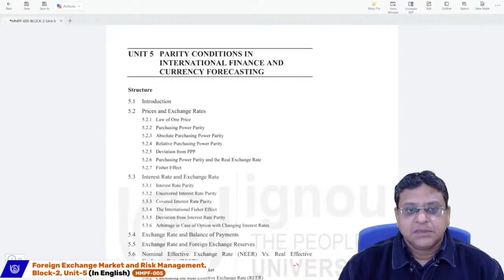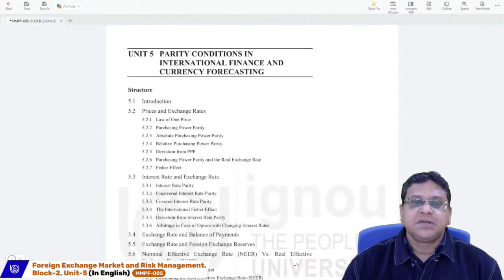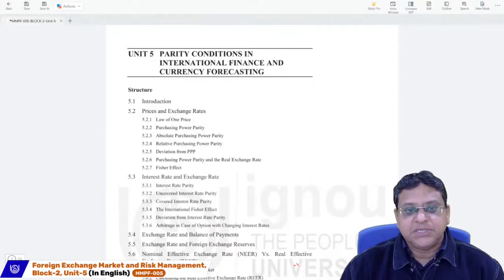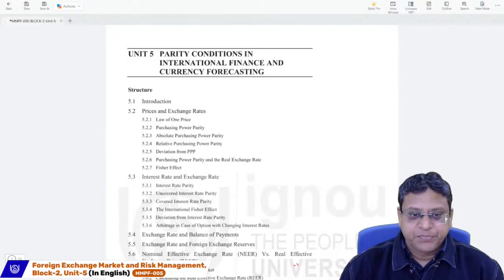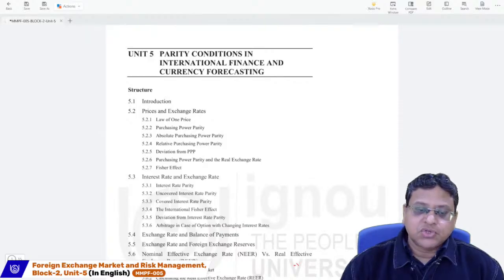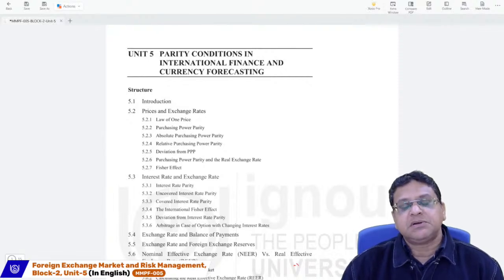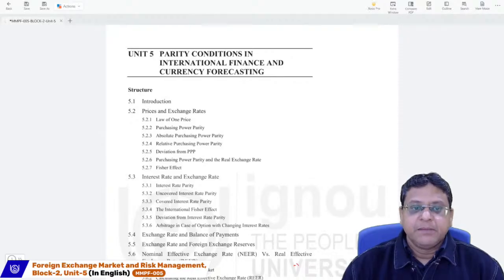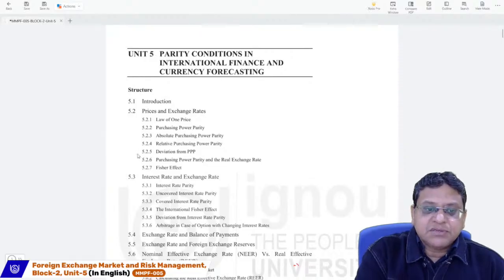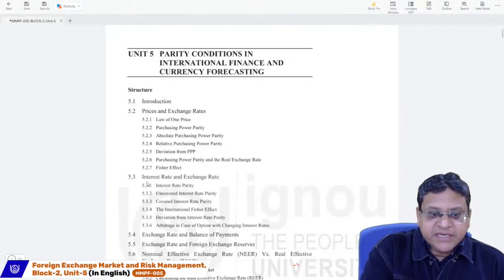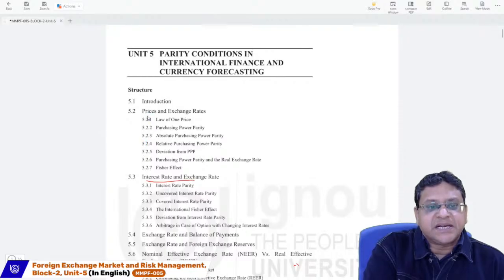Today we will discuss Unit 5 of International Finance, that is parity conditions in international finance and currency forecasting. First, let me tell what will be the structure of my discussion. First, we will discuss what is parity condition. Next, we will discuss the relationship between price level changes and exchange rate. Next, we will discuss the relationship between interest rate changes and exchange rate.